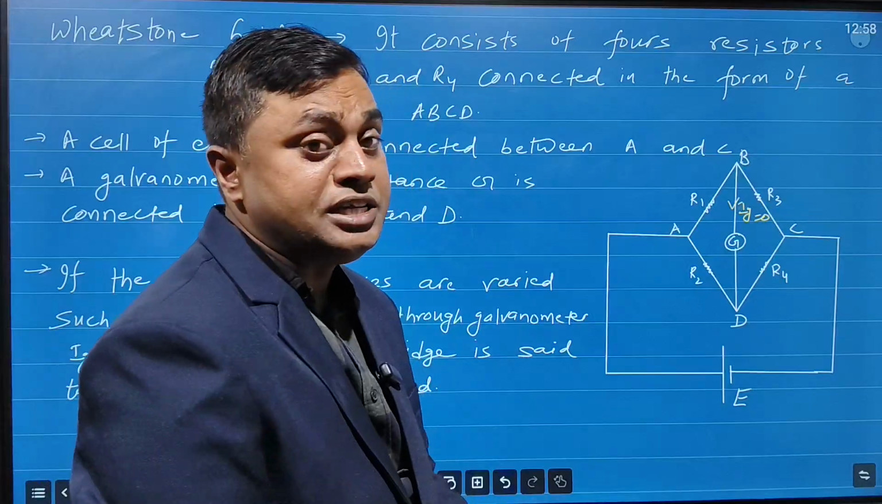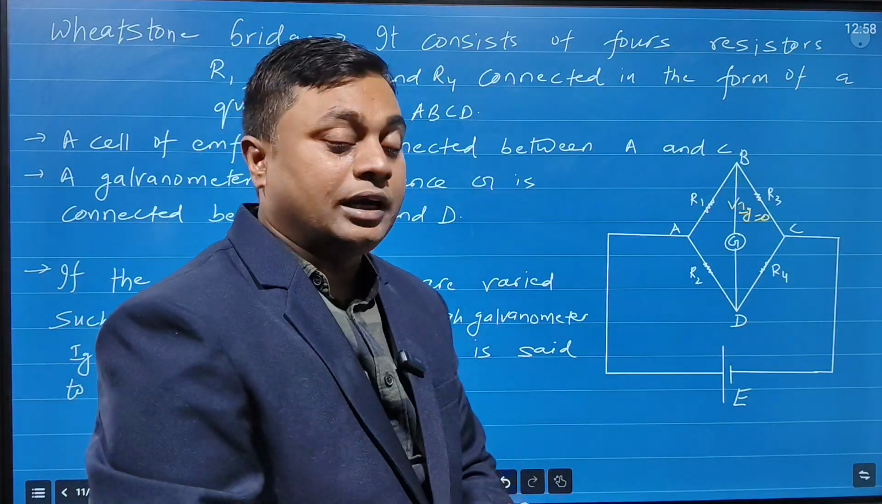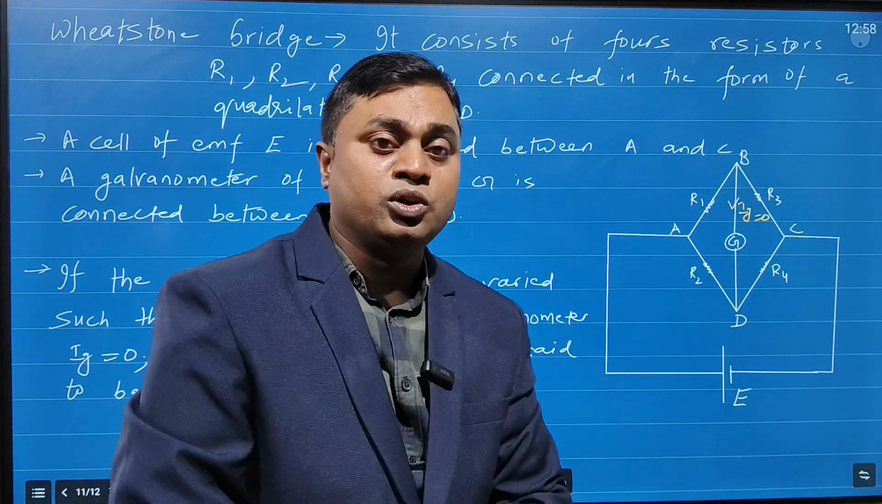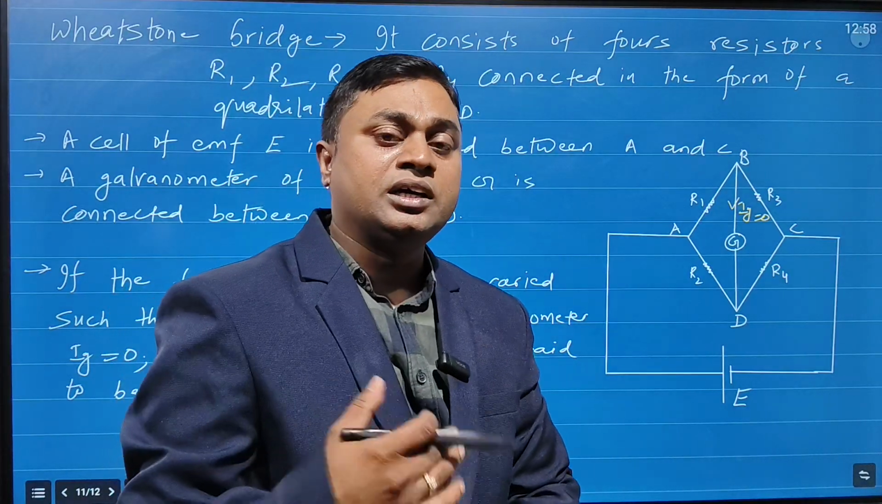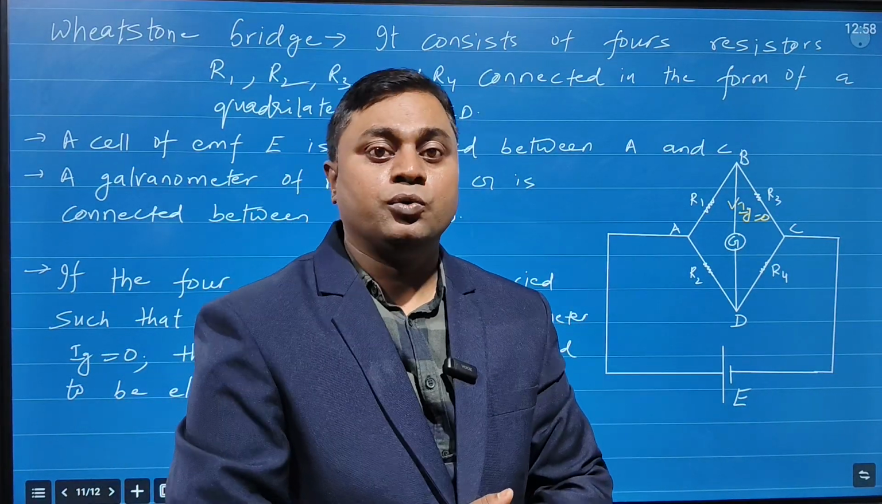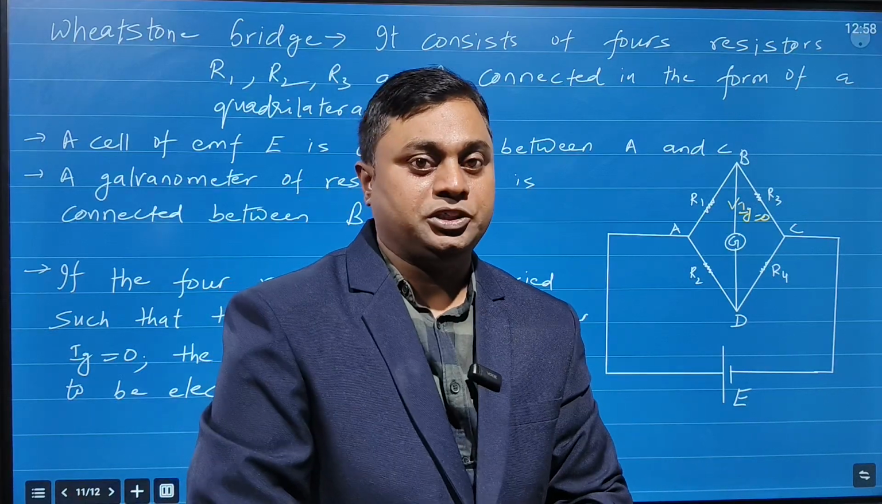When the bridge is balanced, that is, the current through the galvanometer is 0, then R1 by R2 is equal to R3 by R4. So that derivation will be asked for 3 marks in the board examinations.